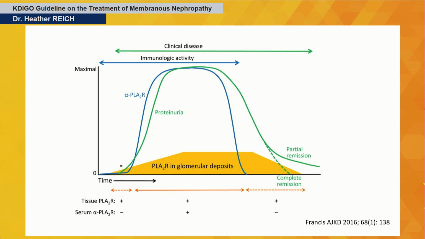And the clinical response or proteinuria will tend to lag behind the immunologic remission, and that can be by several months. So of course, sensitivity and specificity of our assays is going to depend on when the assay is taken in the biologic course of the disease.